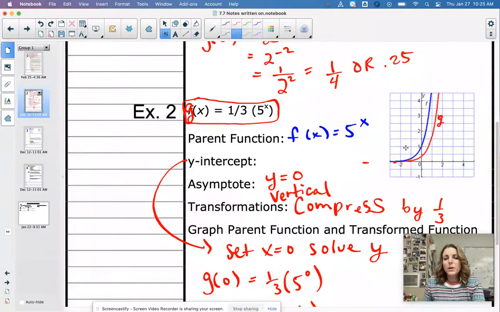I want to explain these graphs. So the parent function is the blue function. The red function is a transform function. Notice we're not moving it right or left or up or down. We're compressing it. What compression means is we're pushing it towards the x-axis. So the g function, the transform function, is closer to the x-axis than the original. Example 3 we're going to do in class.